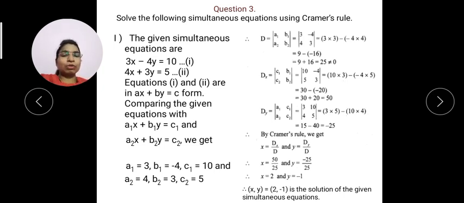Now students, look at this example. 3x minus 4y is equal to 10. This is your first equation. And the second is 4x plus 3y is equal to 5. This is your second equation.